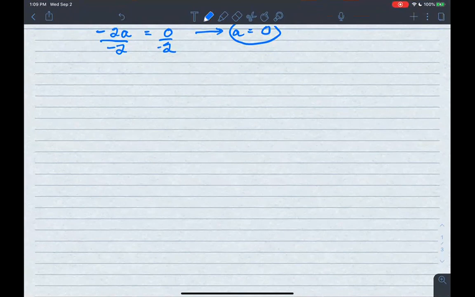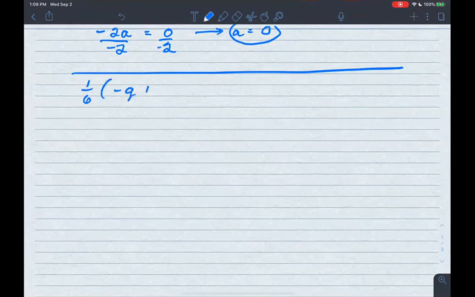Okay, 1/6 times, and we're using Q for our variable, 1/6 times (negative Q plus 1) equals -4 times (-3Q plus 3).